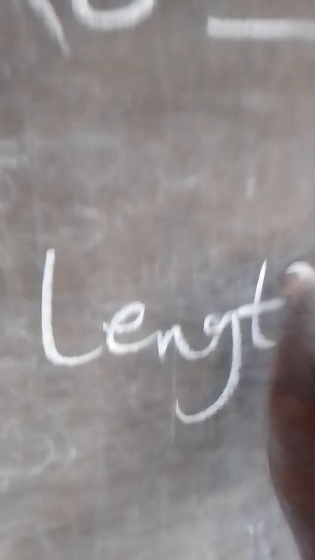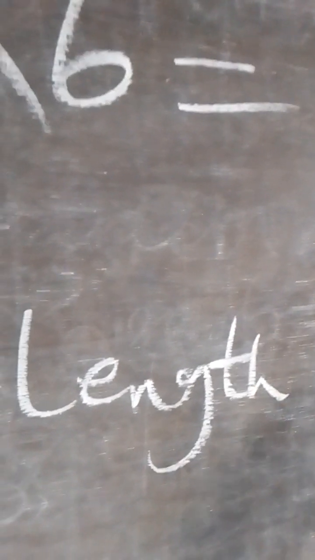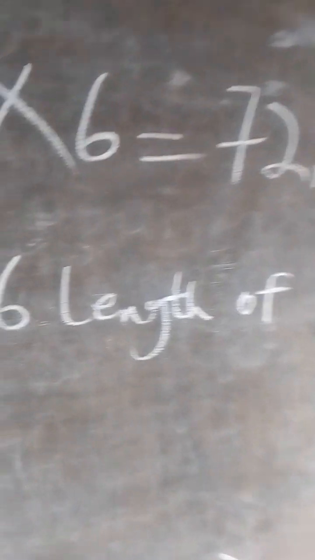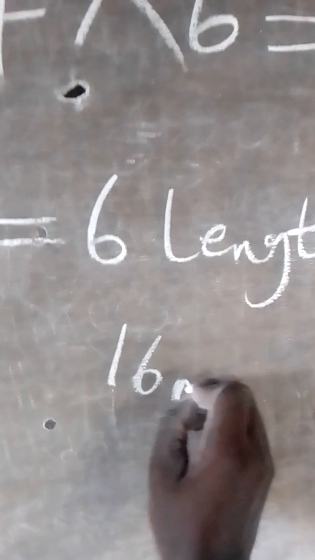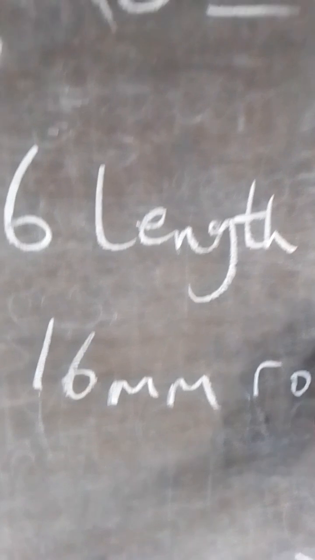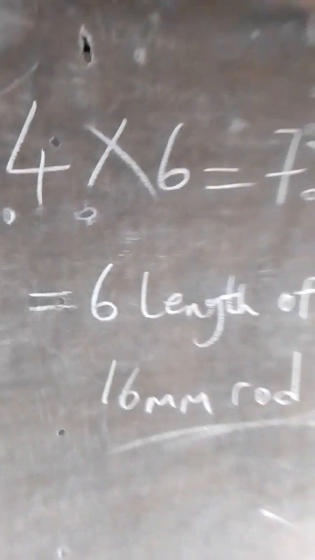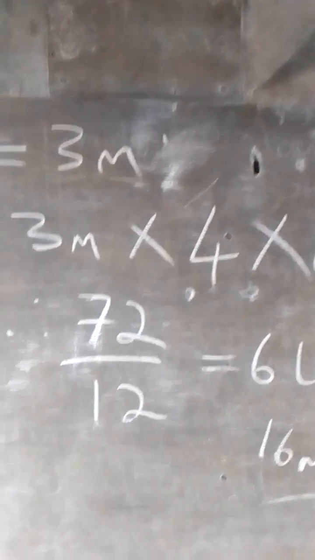It means 6 lengths of 16 mm rod. We have gotten the first one, which is the starter bar.